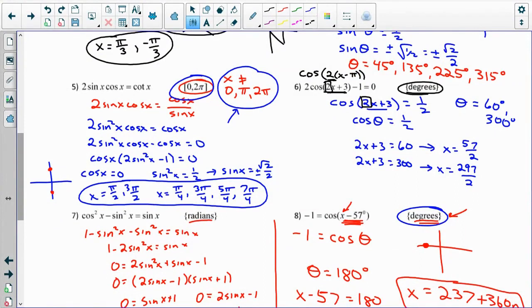Since it's in degrees, my period is no longer 360. My period is now 180. So I have 57 over 2 plus 180n and 297 over 2 plus 180n. And that ends up being my final answer for that problem.